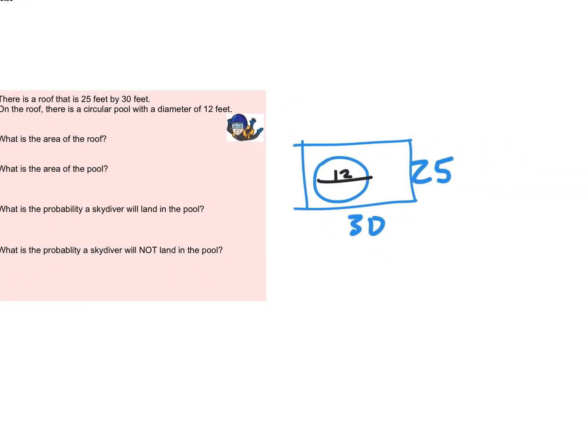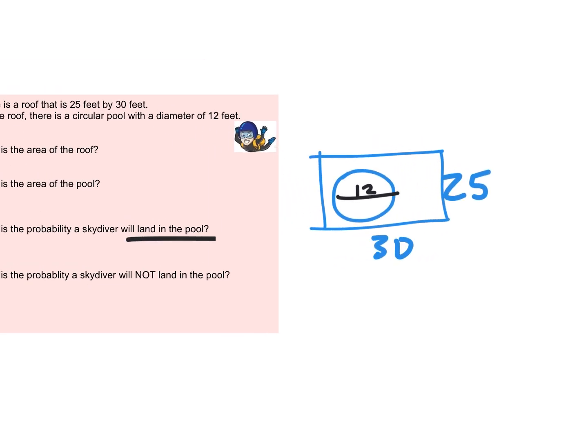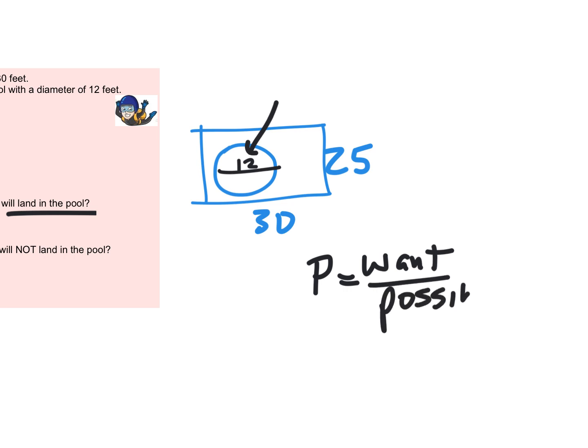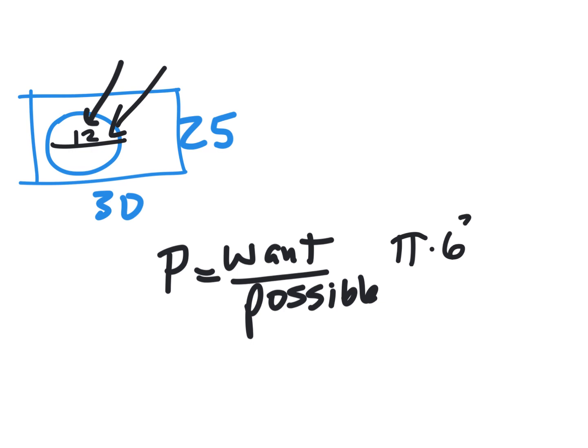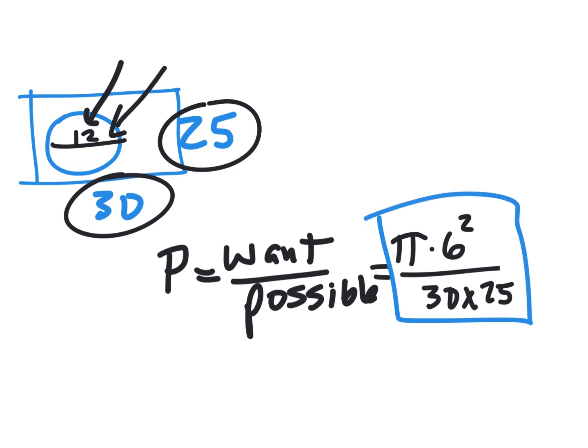And to do this type of a question, you would figure out what you want, which is probably going to be that you land in the pool. So what's the probability of hitting that out of the whole thing? So you would take your probability, which is what you want, out of what's possible. What you want is that circle there. Well, the radius is 6, so you go pi times r squared, which is 6 squared, over what's possible is this big one, which is the 30 times the 25. You definitely have a calculator for this, so you'd use 3.14 for pi, and you would just divide them.